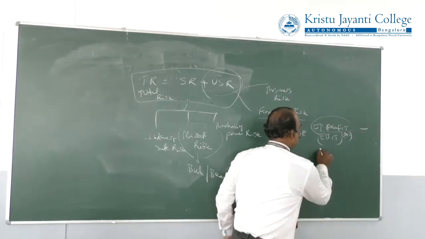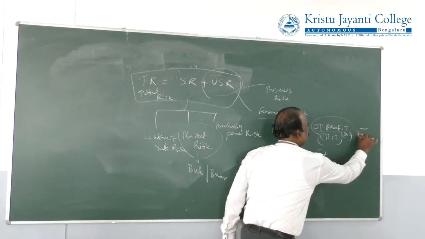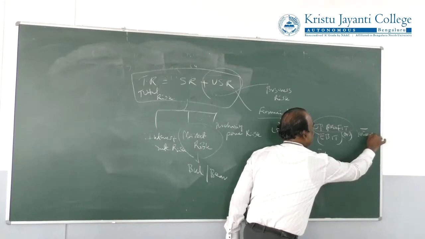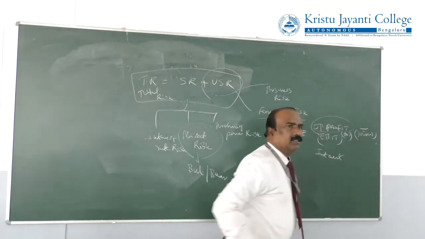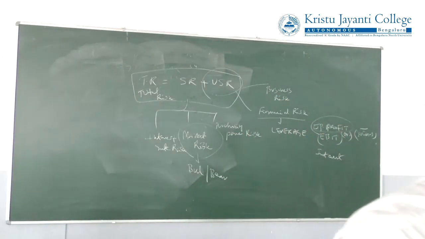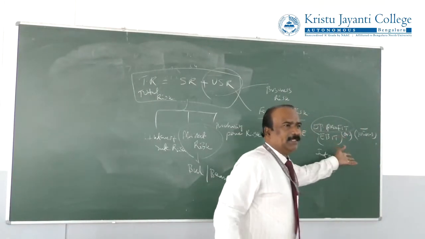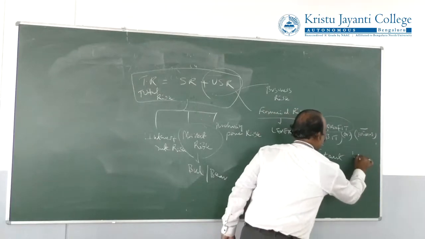From this, you have to pay what? This is minus. Interest you have to pay. How do you pay interest? You have a loss. If you have profit, you collect the interest. Here you have to pay, say, 1 crore.